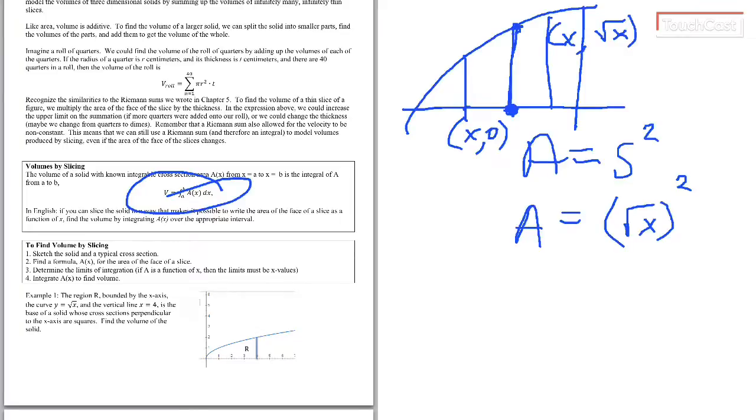So don't expect it to always be this easy, but this one's not so bad. In this case, the area of the square, square root of x squared, you could simplify that to get x. So can I write my integral? Yeah, my integral is going to be this easy.